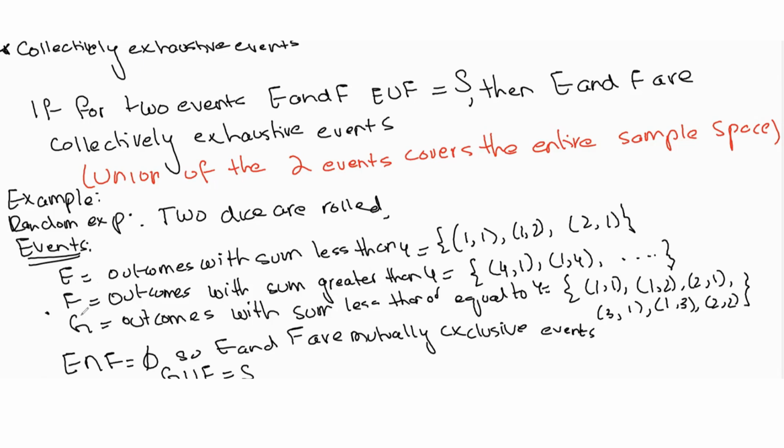But G union F is equal to the sample space, because regardless of whatever outcome you get, the sum is either going to be greater than 4, in which case it is contained in F, or the sum is going to be less than or equal to 4, in which case it is contained in G. So when you do F union G, you cover the entire sample space, because all possible outcomes either fall in F or fall in G. So F and G are collectively exhaustive events.